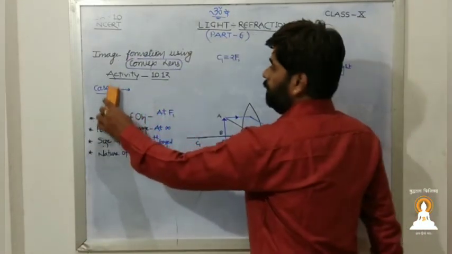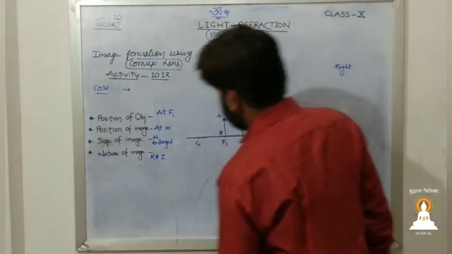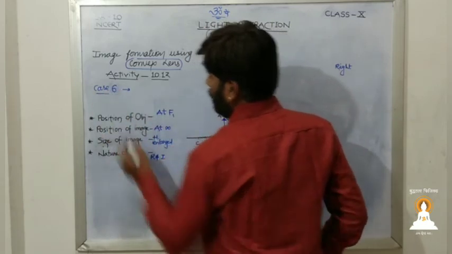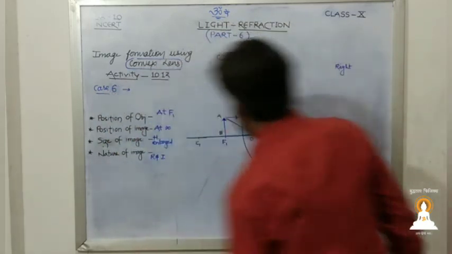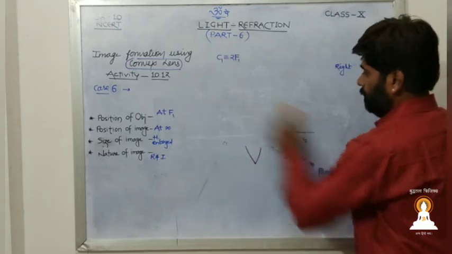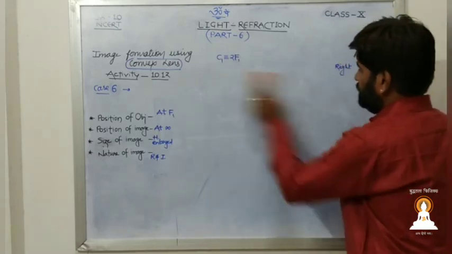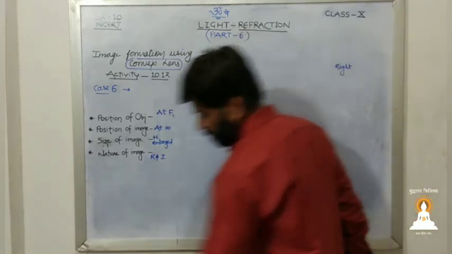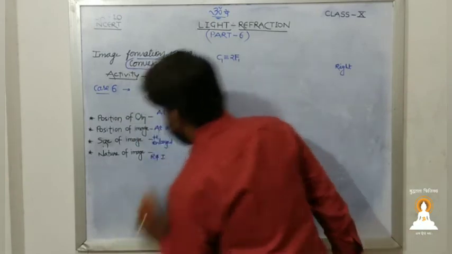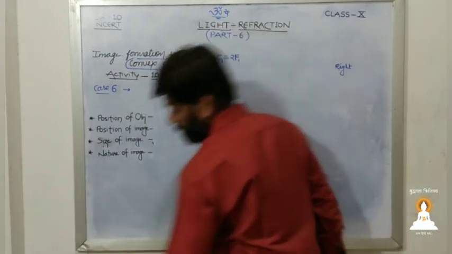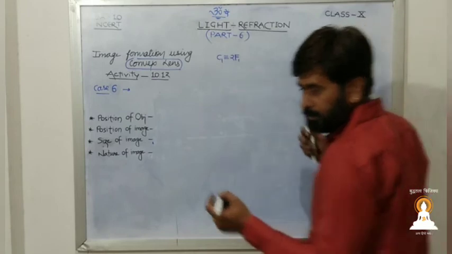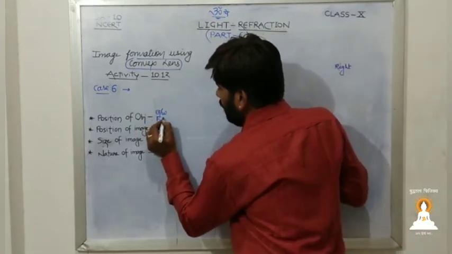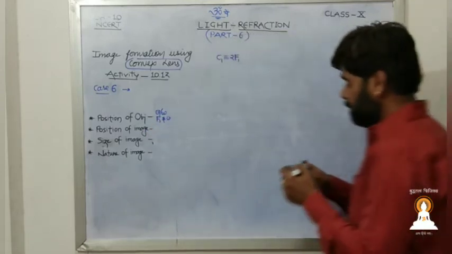Next, case number 6, which is going to be the last case. This one is different from the rest of the 5. In this one the object will be placed between f1 and o, or between o and f1.